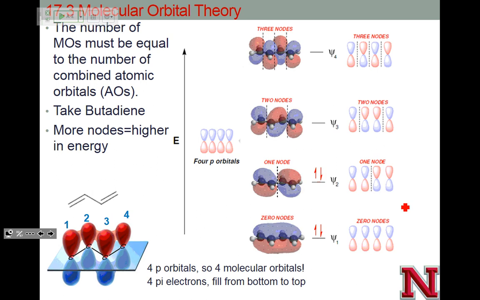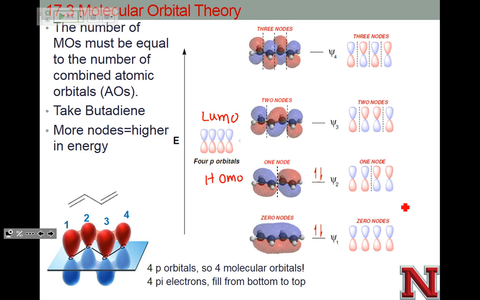So this is our HOMO, our highest occupied molecular orbital, highest in energy. And this is our LUMO. And we'll be really using that to explain our reactions in this chapter. So this would be your full molecular orbital diagram.